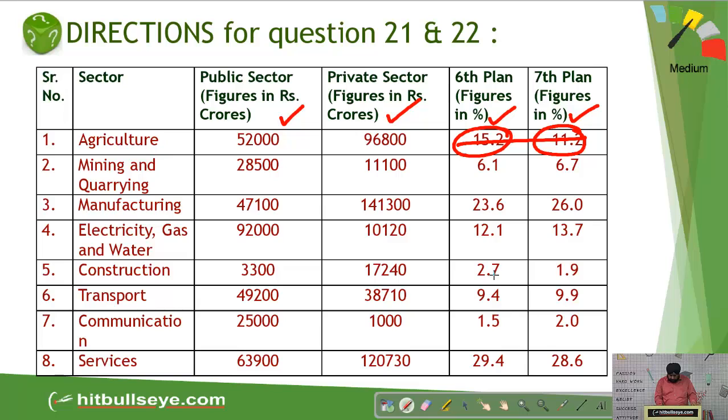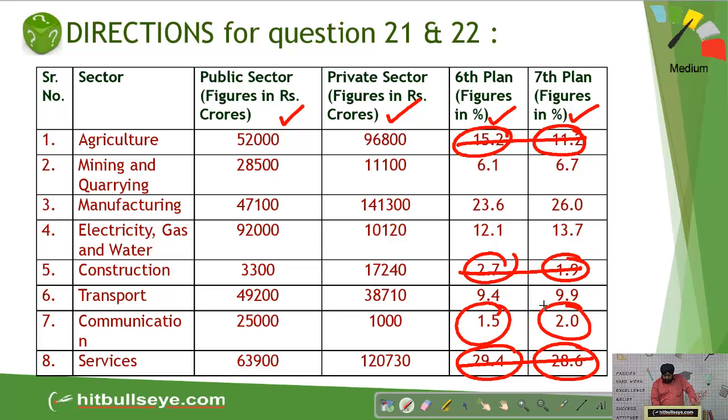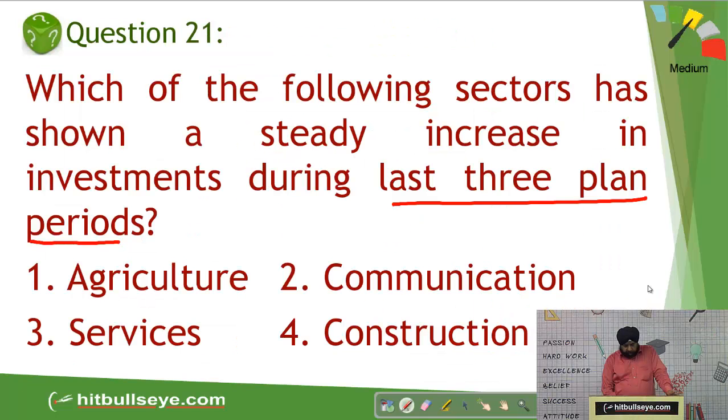In construction, there is a decrease. It cannot be the answer. In services, again there is a decrease in the 6th and 7th. It cannot be the answer. So 3 options are ruled out. So definitely the 4th available option is the answer. Yes, there is an increase in the 6th and 7th plan. So obviously this will be the answer. We need not check it for the 8th plan because it is the only option left. Hence communication is the answer. So the second option is the answer.